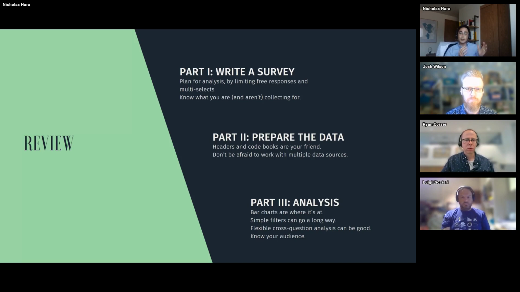And on the analysis part, charts are your friend. Simple filters can do a lot to help your users feel more in charge of their analysis, as well as help you understand subsets of your respondents. All of it is to say that flexible cross-question analysis, that more advanced analysis, can be really helpful, especially in the exploration phase. But it wouldn't surprise me if you end up going back to those simple bar charts, especially if your audience is not as technical as you are.